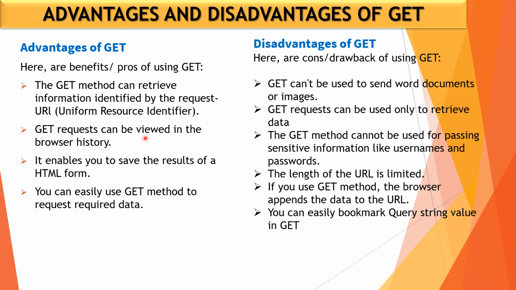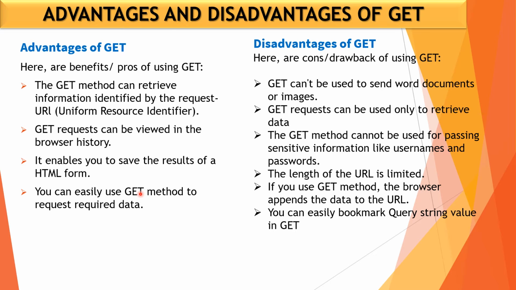The get request can be viewed in the browser's history. That is the advantage of get. The next advantage is that it enables you to save the result of the HTML form. So this is also a good advantage. You can usually use the get method to request required data. That is also beneficial for users who are using the get method in their forms.